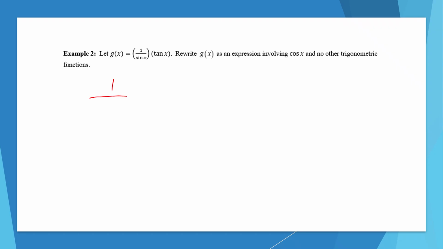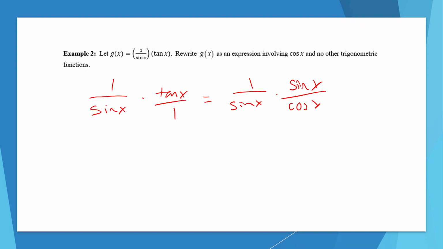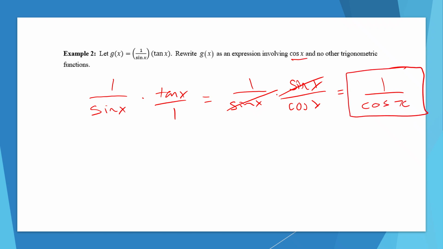So I'm going to rewrite this as 1 over sine of x times tangent x over 1. Then rewrite everything in terms of sine or cosine. So this is 1 over sine of x times sine of x over cosine x, and then simplify when you can. We can cancel out a sine x. So we have 1 over cosine x, and then we are asked for it in terms of cosine. So that's just going to be our answer there for example 2.